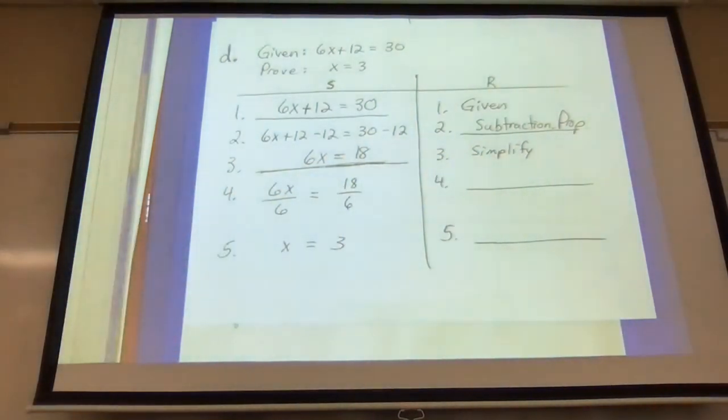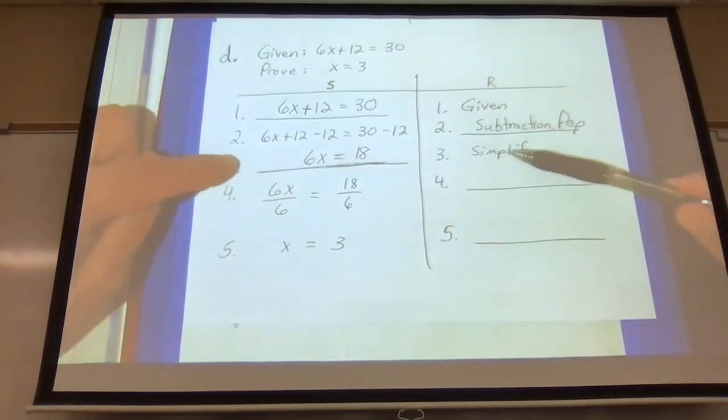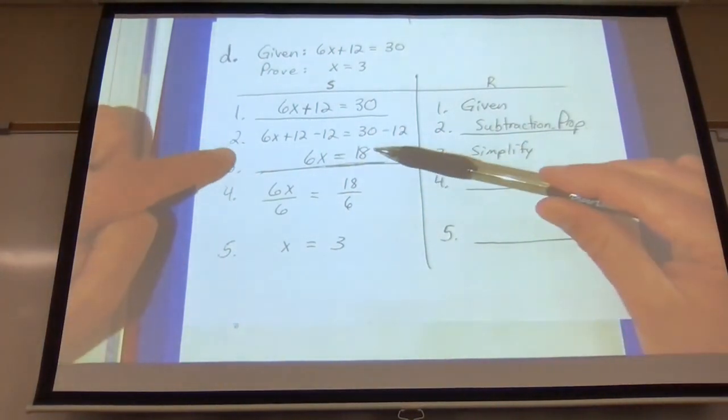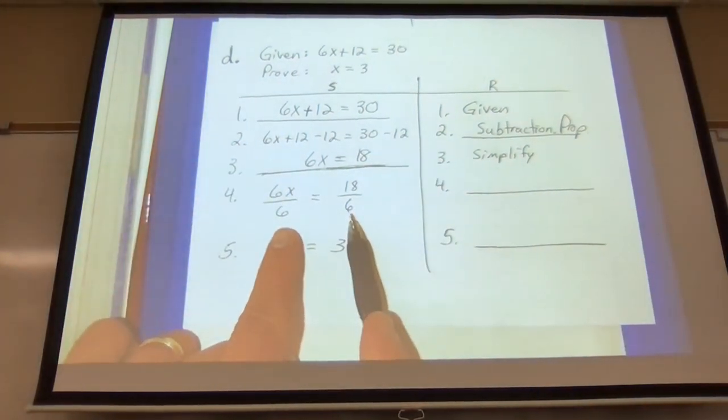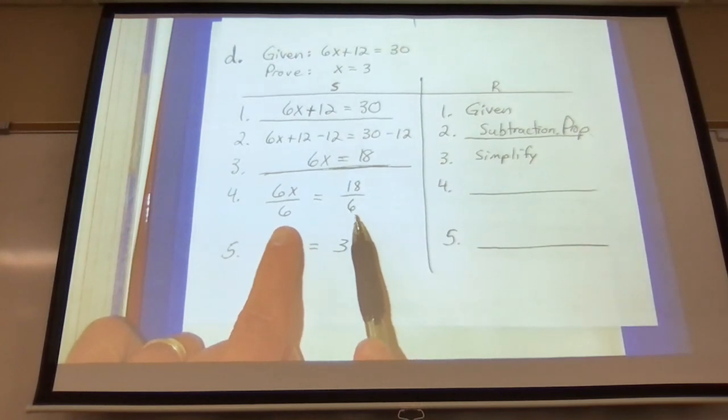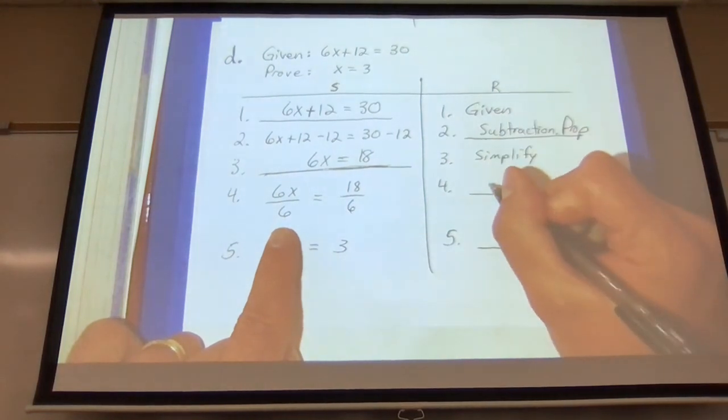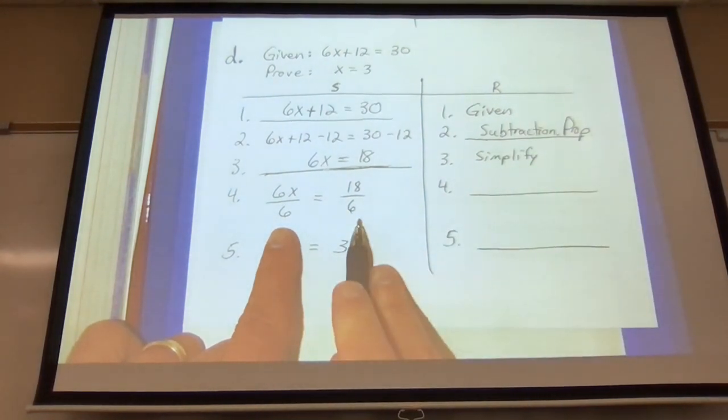Very good. Okay, now we're going to go from step 3 to step 4. Step 3, we've got 6x equals 18. Step 4, they're dividing both sides by 6. Allie, what's going to allow us to divide both sides by 6? We're dividing both sides by 6. Division, yeah.